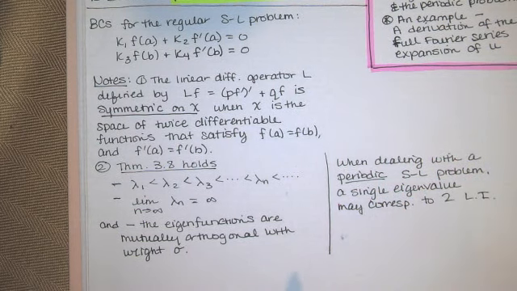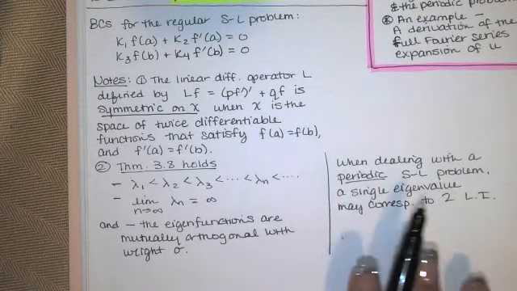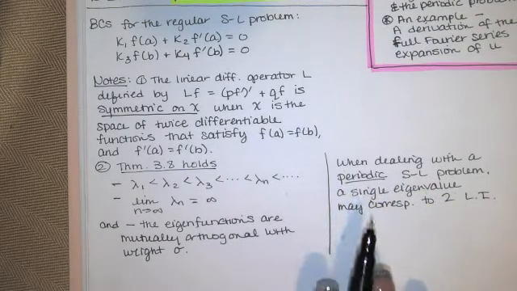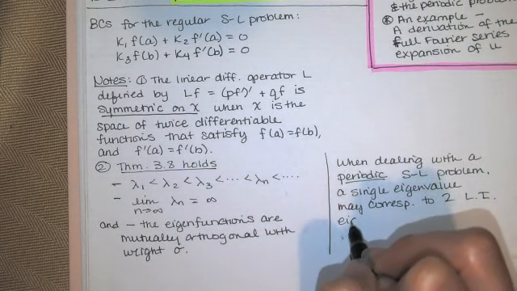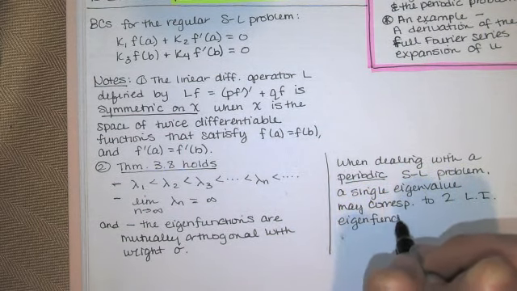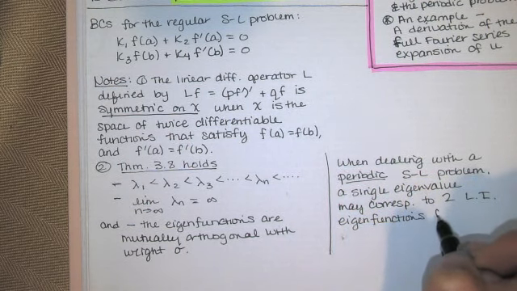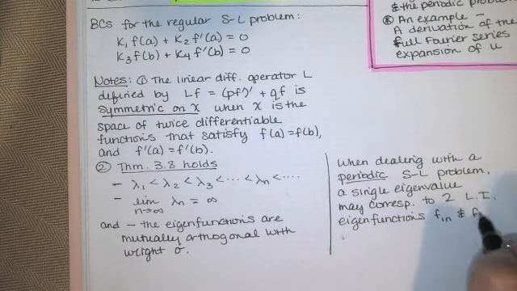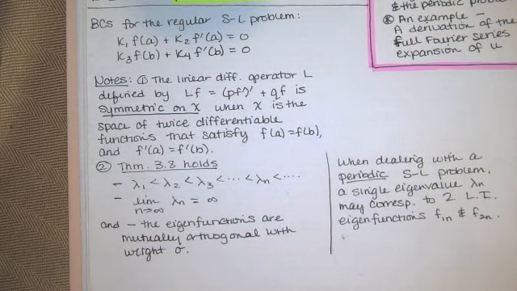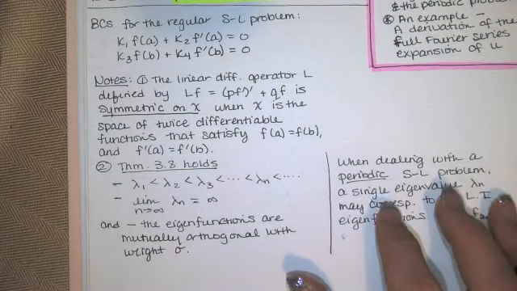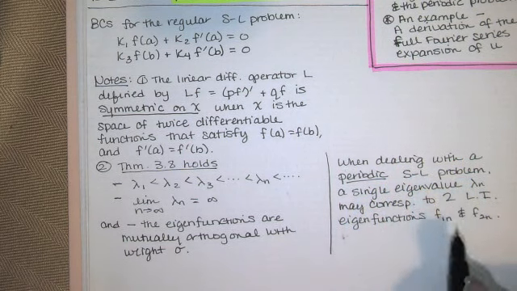So I'm saying that when we're dealing with a periodic Sturm-Liouville problem, a single eigenvalue may correspond to two linearly independent eigenfunctions. Instead of calling those f sub n, we'll call them f sub 1 of n and f sub 2 of n, corresponding to that eigenvalue lambda sub n. Okay, but still, we will always be able to choose a pair of eigenfunctions that are orthogonal with weight sigma on the interval from A to B.